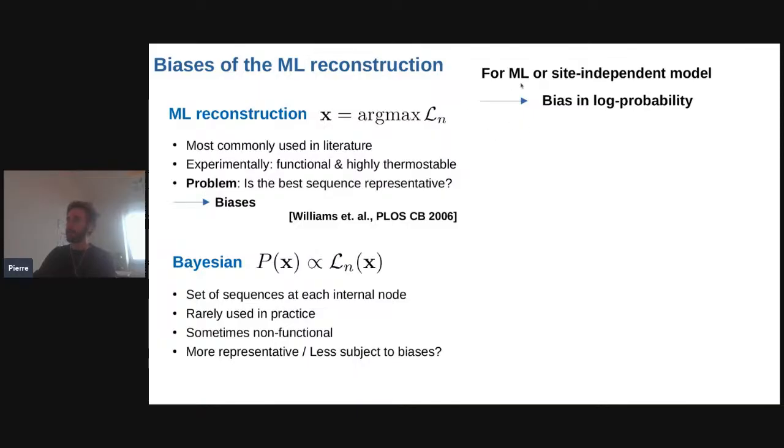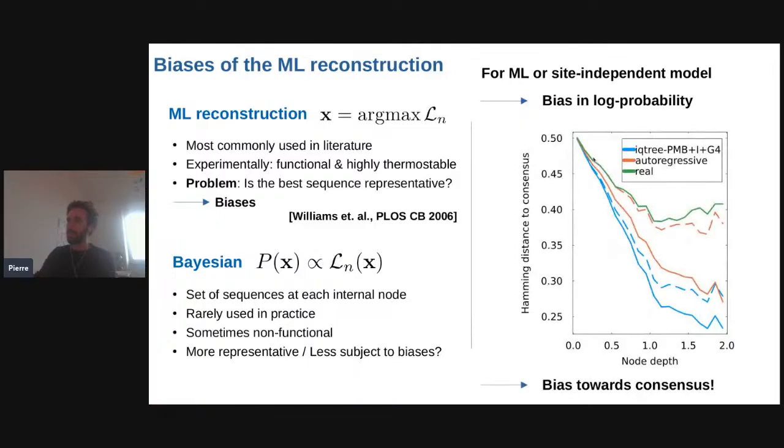So this is what I'm saying here. You have a strong bias of log probability for ML reconstructions. And actually what we see is that this bias can be explained, or at least there is a correlated observation, which is that the deeper you go into the tree, so the further away from the leaves, the more the reconstruction resembles the consensus of the alignments, okay?